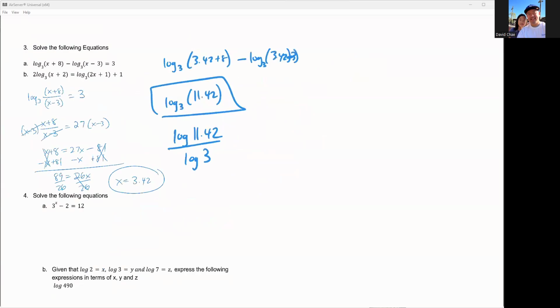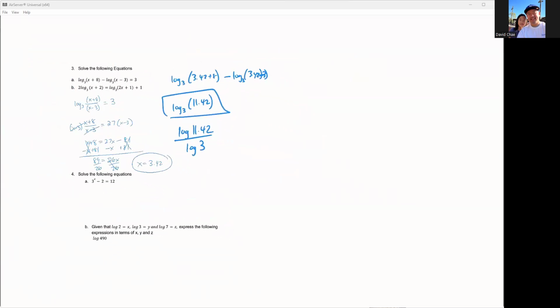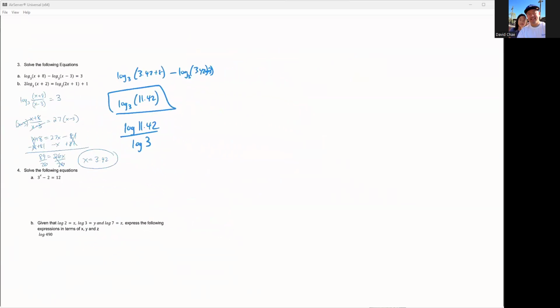This is going to take a long time. This problem is kind of long. All right, this one is log base 3 of (x plus 2) to the second power equals log base 3 of (2x plus 1) plus 1. So you can't drop the log on this one because you have this plus 1 here. So what I could do is subtract the log base 3 of (2x plus 1) to the other side.